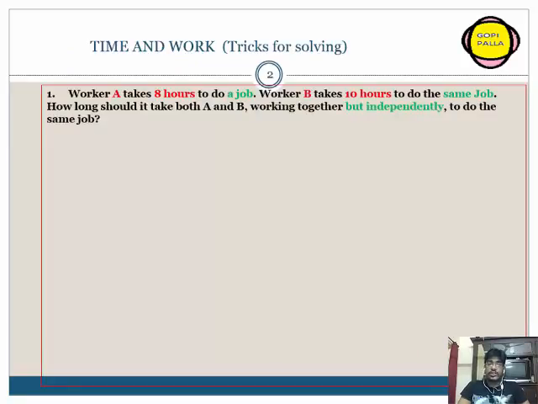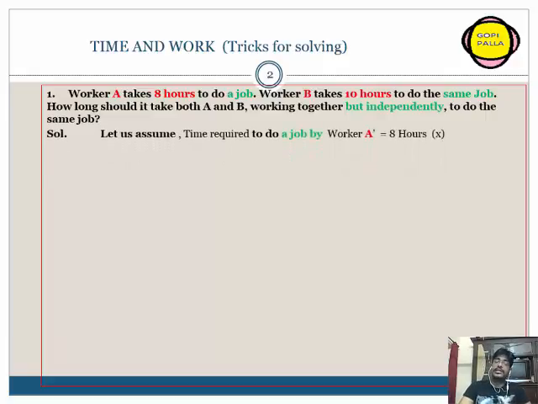Worker A takes 8 hours to do a job and worker B takes 10 hours to do the same job. How long will it take both A and B, working together but independently, to do the same job? The problem gives the time required to do the job by A and B separately, and asks for the total time required for A and B together. To solve it, we assume the time required to do the job by A is 8 hours, that is X, and the time required by B is 10 hours, that is Y.